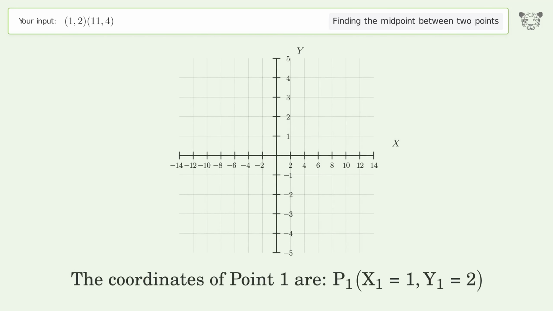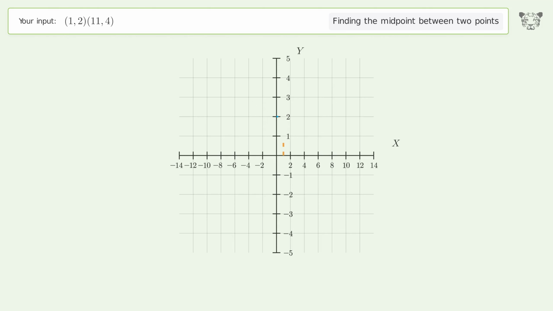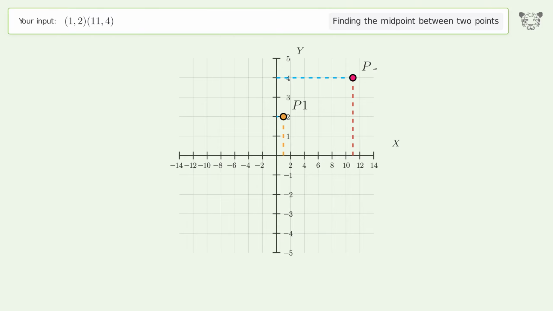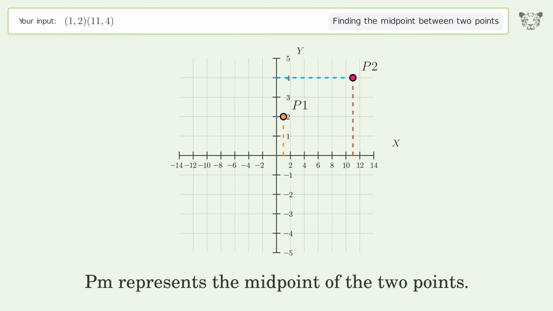The coordinates of point 1 are x1 equals 1, y1 equals 2. The coordinates of point 2 are x2 equals 11, y2 equals 4. PM represents the midpoint of the 2 points.